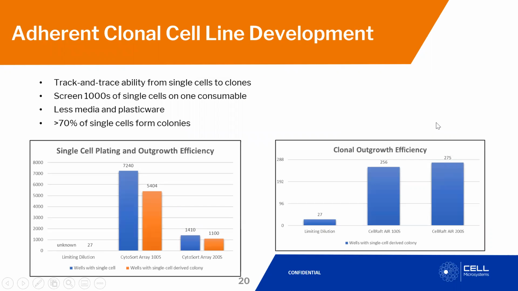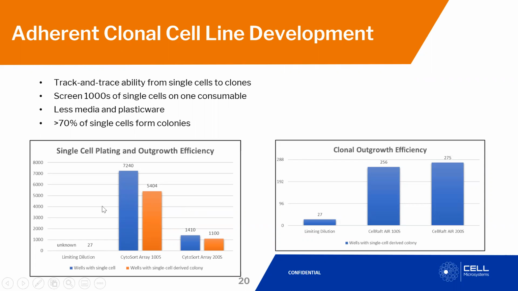So we've spent a long time showing the value of the AIR system for adherent clonal cell line development. And there are a lot of advantages for using the AIR system for this purpose. We can have a really beautiful track and traceability from your single adherent cells to clones because they attach to the surface of the array very nicely. You can use the consumable to screen thousands of cells and the cells don't move around. We can use less media and plasticware because we're only picking clones that we have already shown to be viable and have grown from the single cell state. And over 70% of single cells ultimately form colonies for the most part.